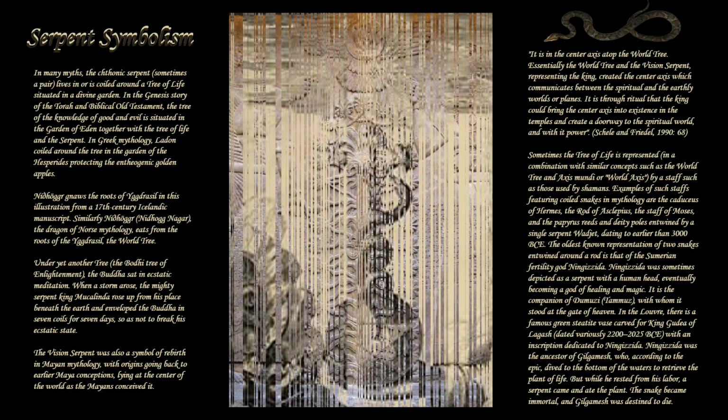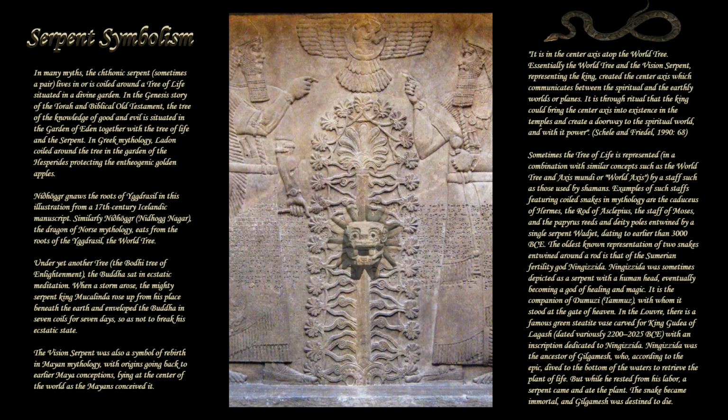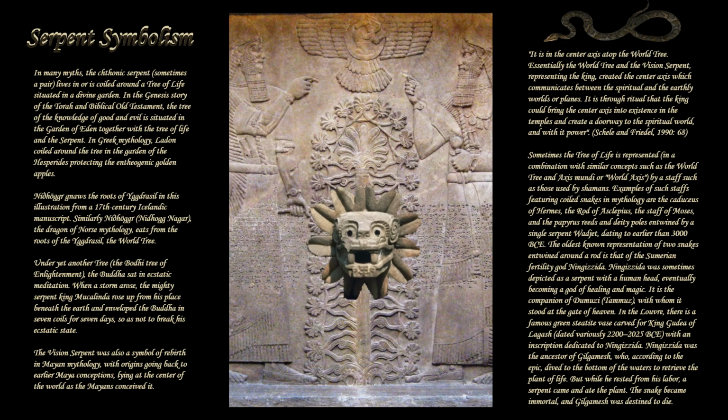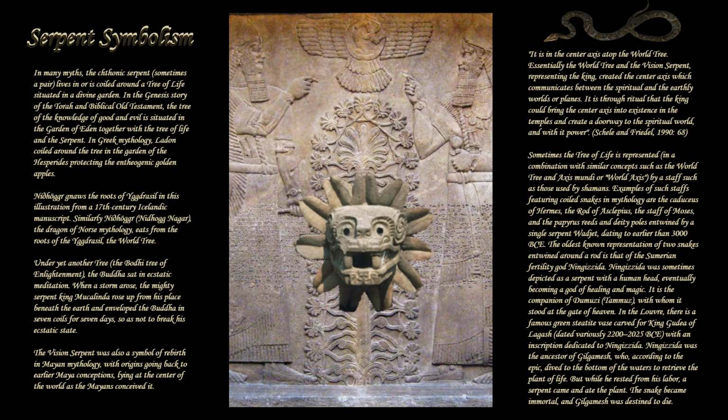The vision serpent was also a symbol of rebirth in Mayan mythology, with origins going back to earlier Maya conceptions, lying at the center of the world as the Mayans conceived it. It is in the center axis atop the world tree. Essentially, the world tree and the vision serpent, representing the king, created the center axis, which communicates between the spiritual and the earthly worlds or planes. It is through ritual that the king could bring the center axis into existence in the temples and create a doorway to the spiritual world, and with it, power.